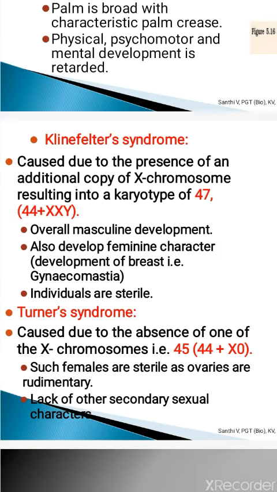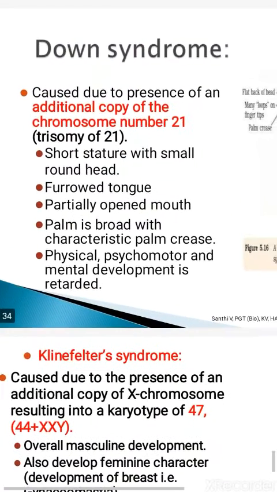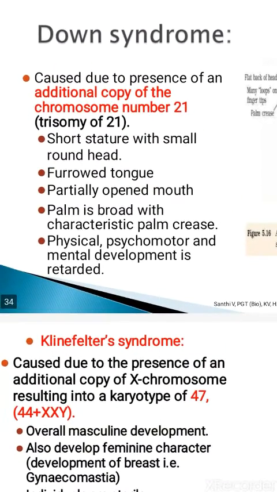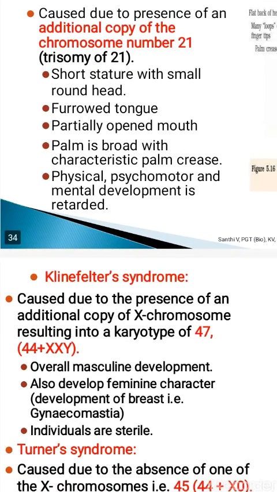In the case of Turner syndrome, as there is no Y chromosome, the people will be females, but the ovaries will not be properly developed, and these people also will be sterile. Okay, Klinefelter syndrome and Turner syndrome are related to sex chromosomes, and Down syndrome is due to an autosomal disorder.